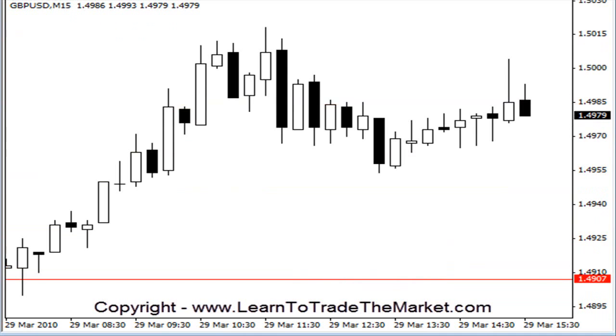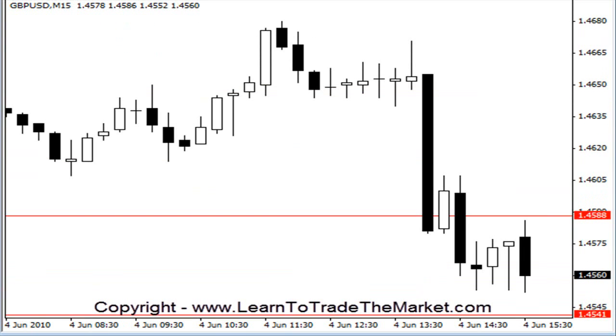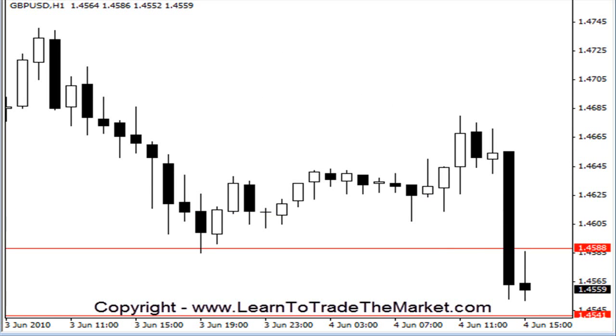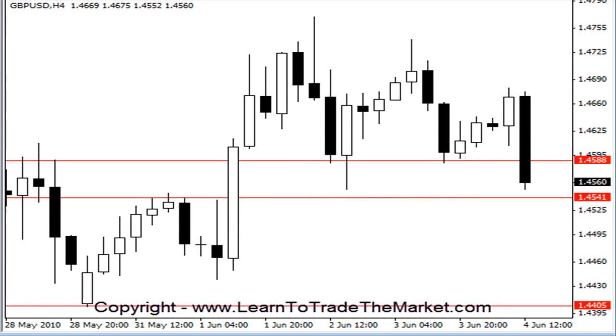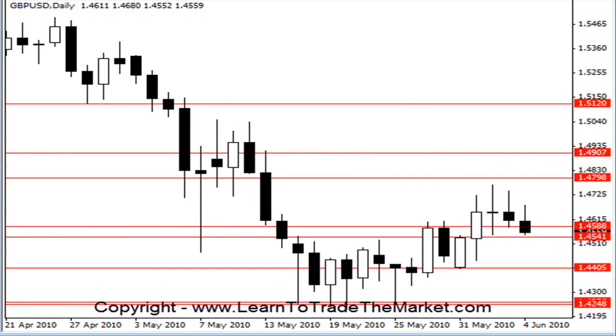If you go to a 15-minute chart, things start to get a bit messy. I prefer to trade on the 1 hour. The smallest time frame I'll go is the 1 hour. The best setups occur on the 4 hour and the daily chart.